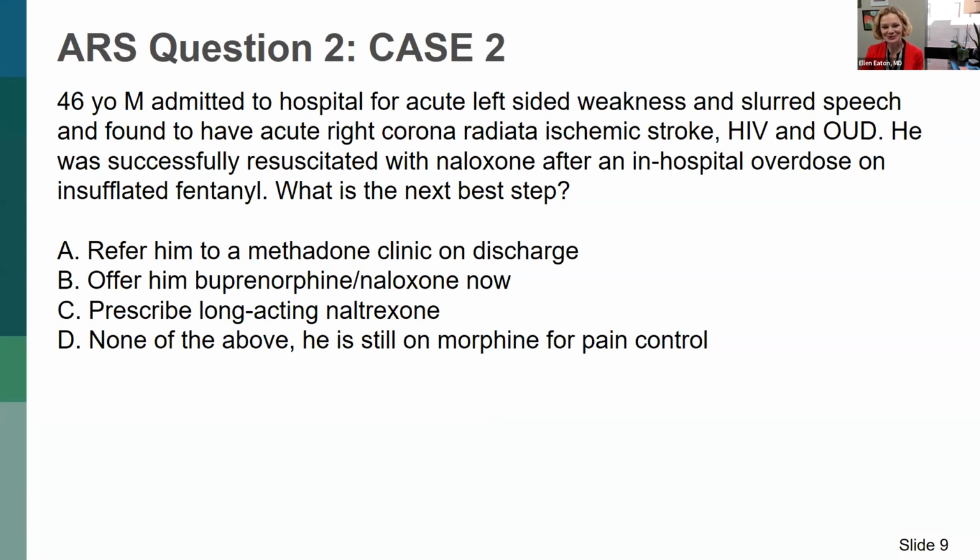So what I'm hoping you'll take away from the end of this is that offering buprenorphine with naloxone or another medication for opioid use disorder now is indicated and is best practice. And we'll go through some of these caveats, like pain control and the reason that we selected the specific medication that we did, in the next slide.